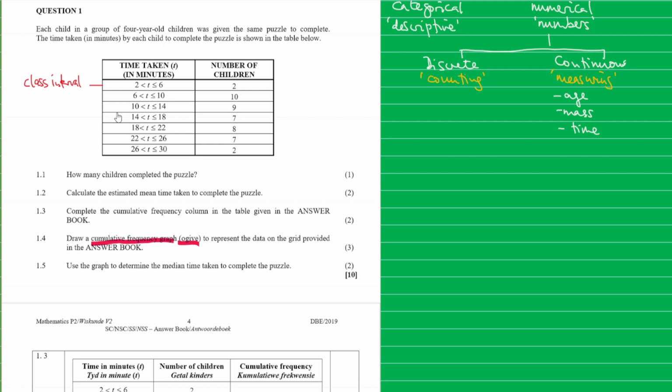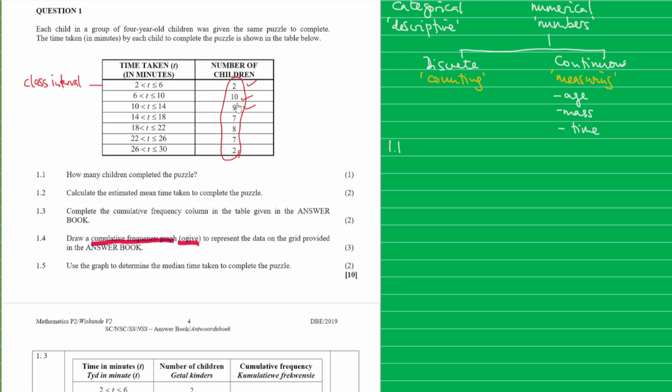Now, let us come to this part here. How many children completed the puzzle? So we can answer that question. 1.1. We know that 2 children registered here, indicating that they spent between 2 and 6 minutes, and then 10, and then 9, and so on. So this is going to give us the total number of children who registered for the puzzle or for the survey, so to speak. So we can add those.